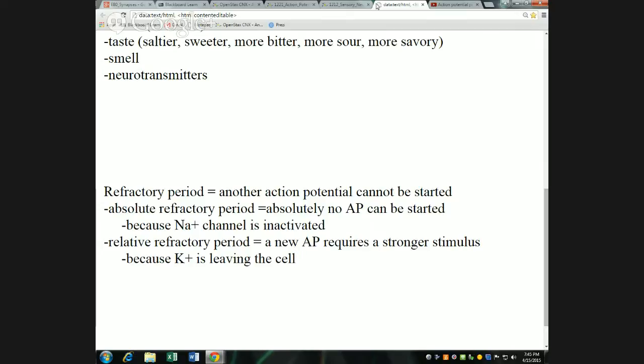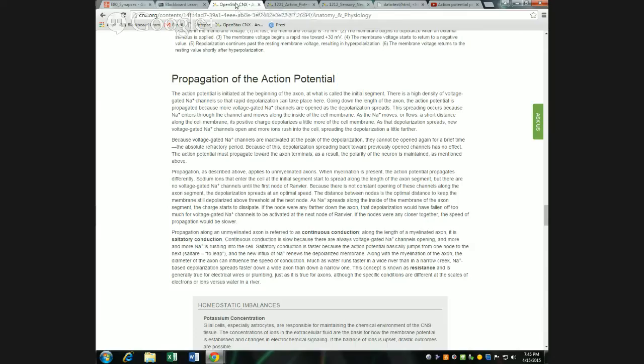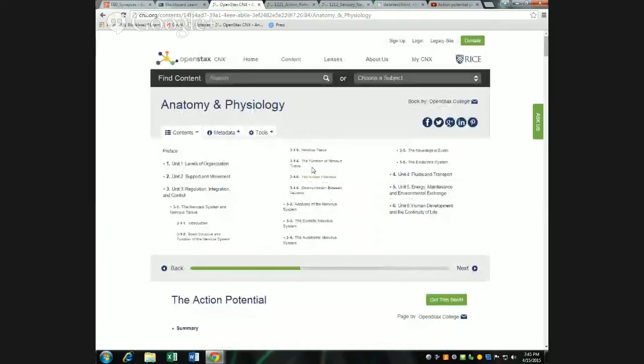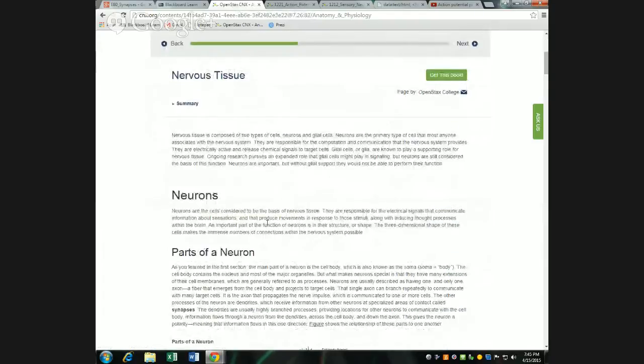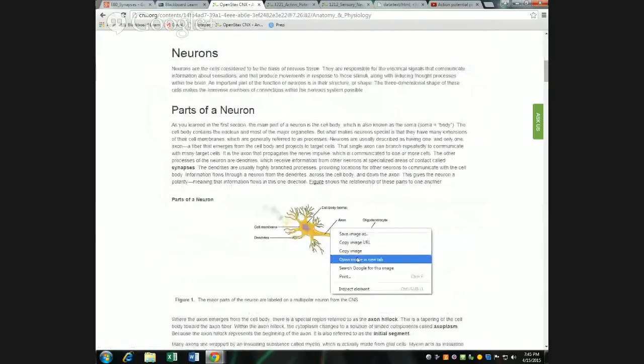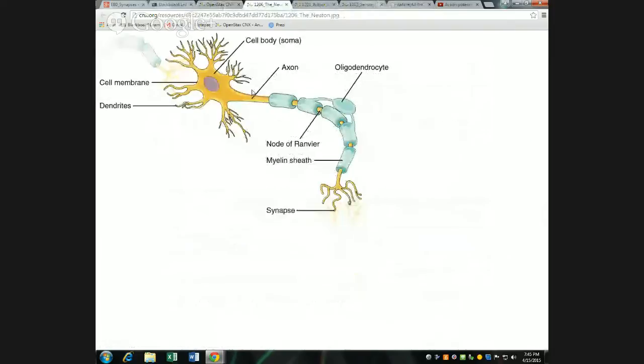In a myelinated axon, it works a little bit differently, and the speed of propagation can be much higher. It can be 50 to 100 meters per second. And the reason that that works is because of what the myelin is doing. Okay. Let me just go back into the nervous tissue section and pull up this picture of the neuron that we were looking at before. Okay.